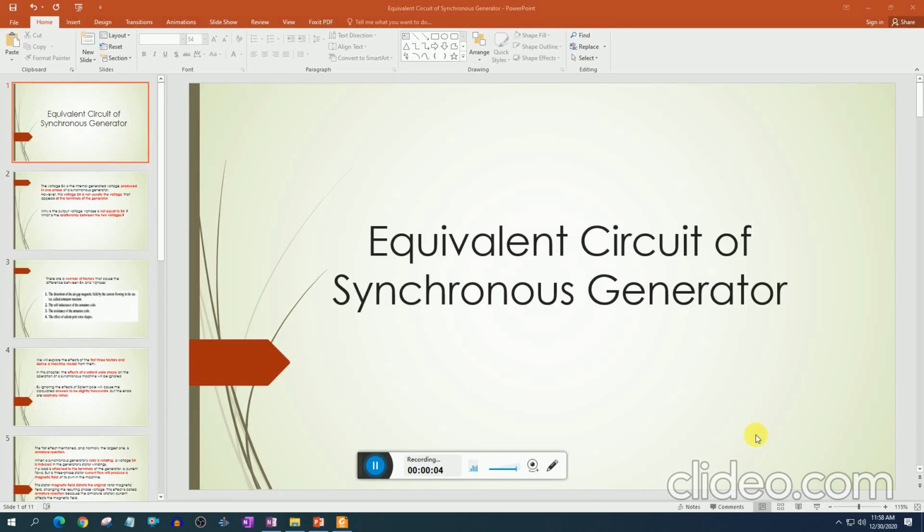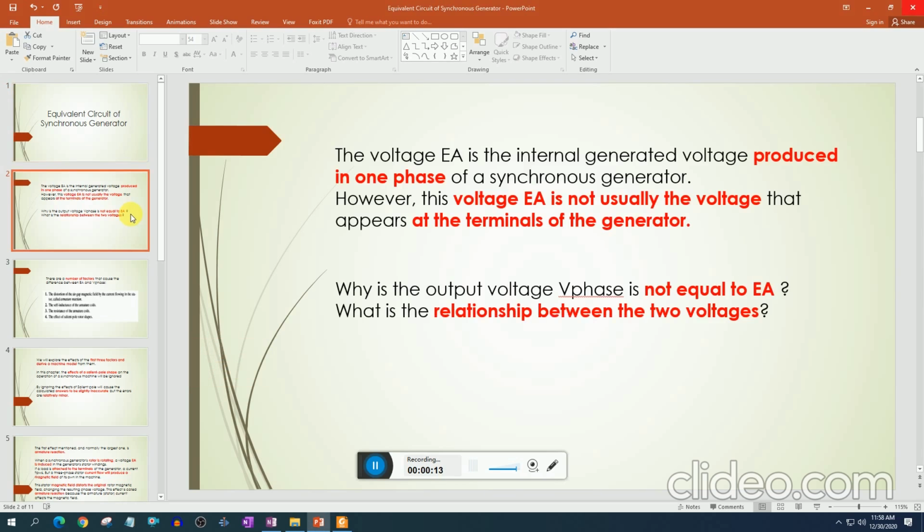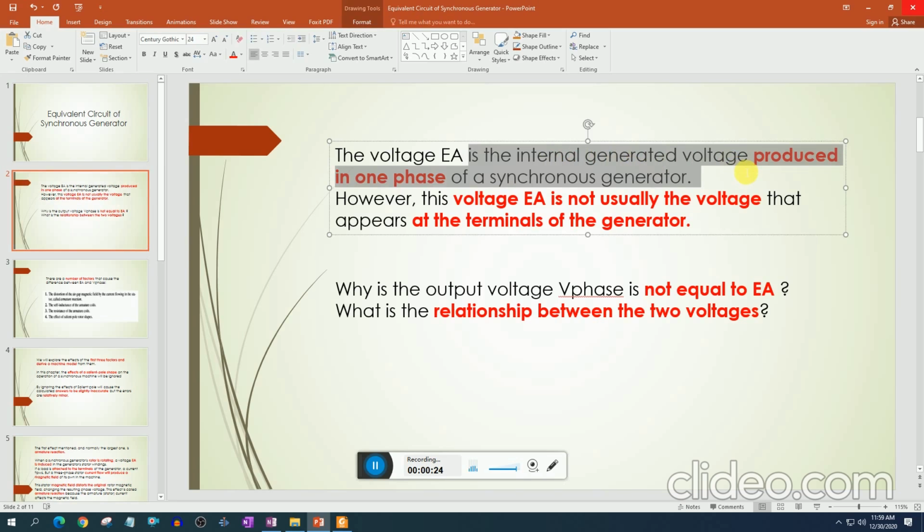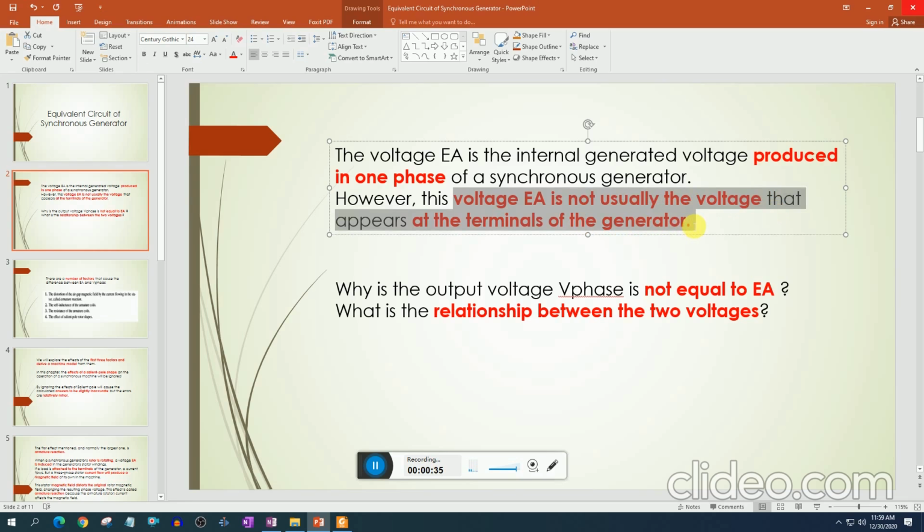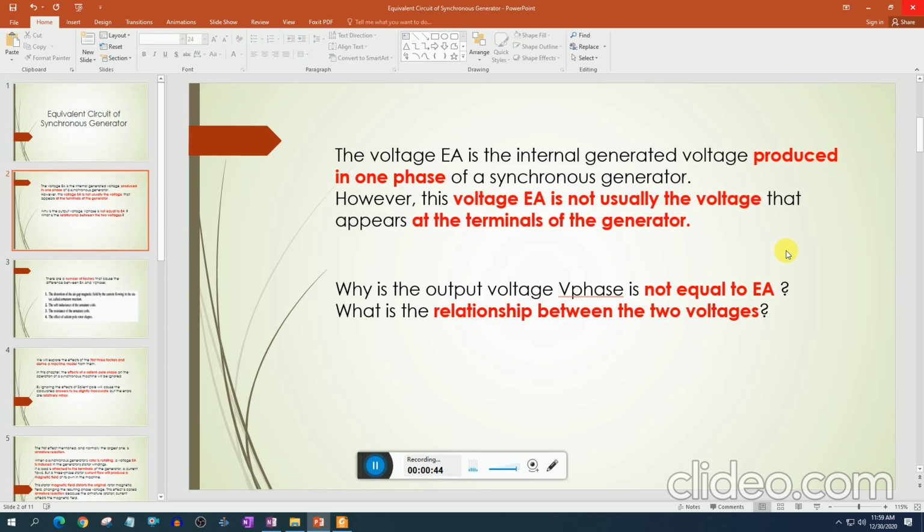Bismillahirrahmanirrahim. In this lecture, we are going to study the equivalent circuit of synchronous generator. In the previous lecture, we studied the induced voltage EA. The voltage EA is the internal generated voltage produced in one phase of a synchronous generator. However, the important thing is that this voltage EA is not usually the voltage that appears at the terminals of the generator. So the voltage that appears at the terminals of the generator is different than the voltage induced in the stator winding. Why? We will study in this lecture.